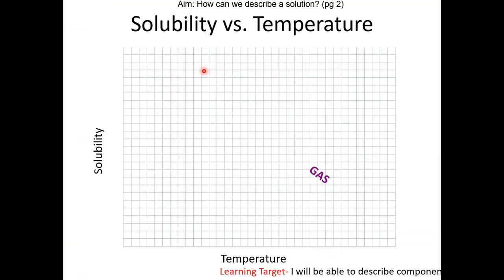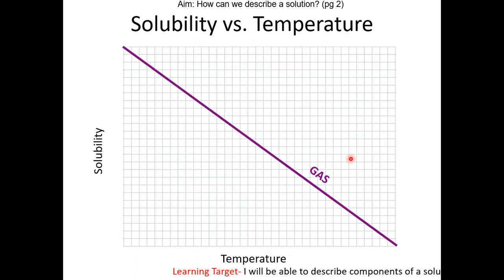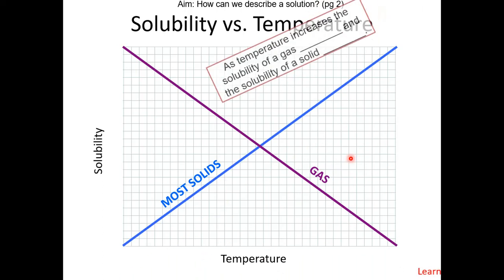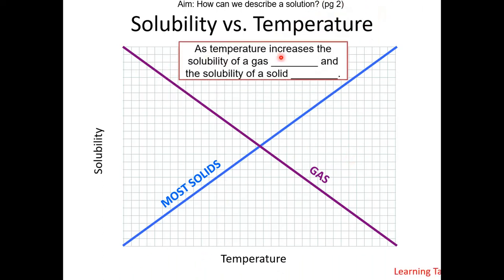Here are the graphs for solubility versus temperature. For a gas, it is an indirect relationship. For most solids, it is a direct relationship. As temperature increases, the solubility of a gas will decrease and the solubility of a solid will increase.